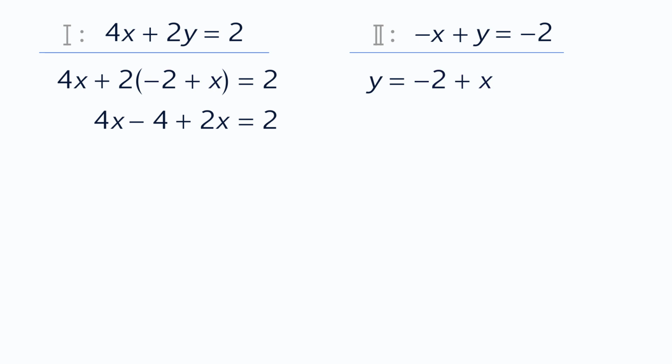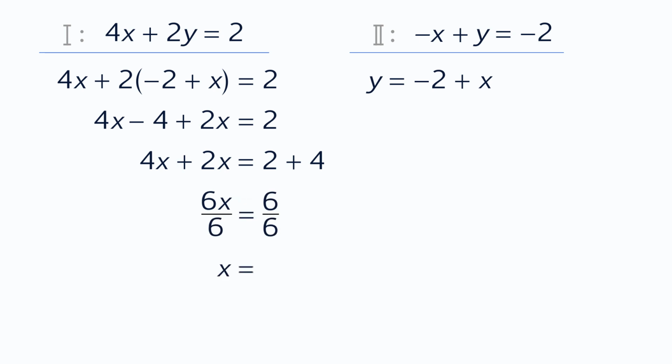Then, you continue by getting x alone on one side. On the left-hand side of the equal sign, you get 4x plus 2x. On the right-hand side of the equal sign, you have 2 plus 4. This gives you 6x equals 6. Divide by 6 on both sides and get x equals 1. You have now found the x value of the solution, which is 1.